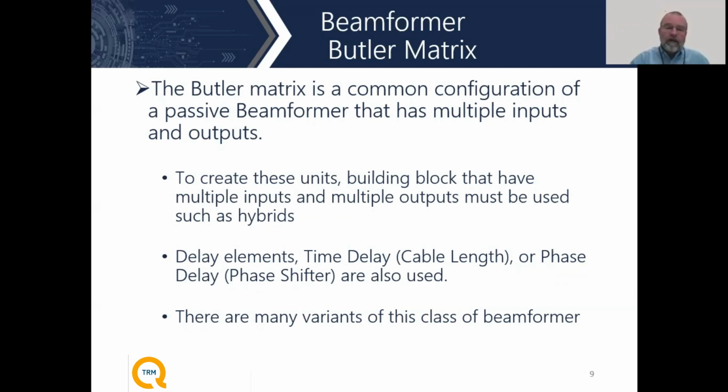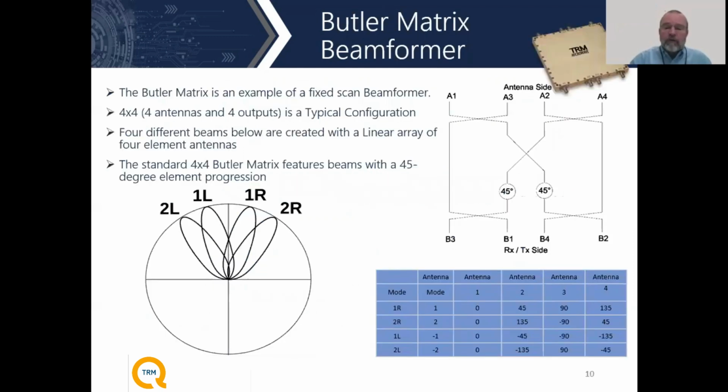Okay, and I see the bullet at the bottom here says that there are many variants of this type of beamformer. Could you describe some of these variants? Yeah, sure. One of the simpler Butler matrices is called the 4x4 Butler matrix. And in this particular matrix, you will see that there are 4 antennas and then 4 beam states.